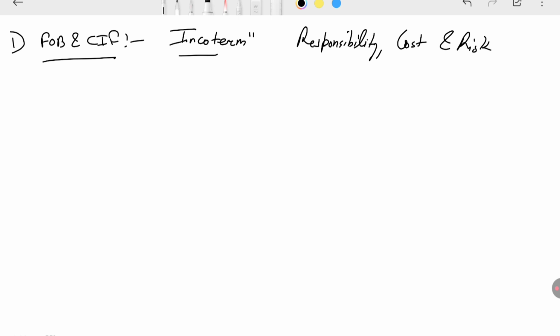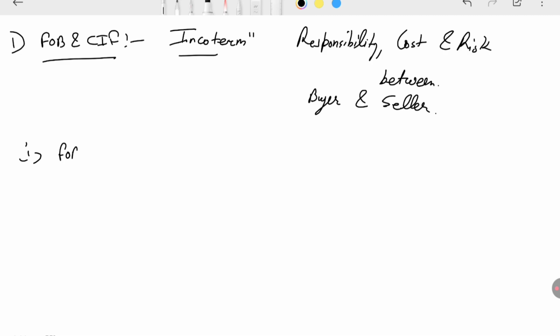These are the Incoterms used in international trade. Before we discuss the difference between FOB and CIF, first we need to understand the meaning of Incoterms. Incoterms define your responsibilities, cost, and risk associated with transporting goods between your buyer and seller in international trade. There are a few more Incoterms, but today we discuss these two types which are commonly used.